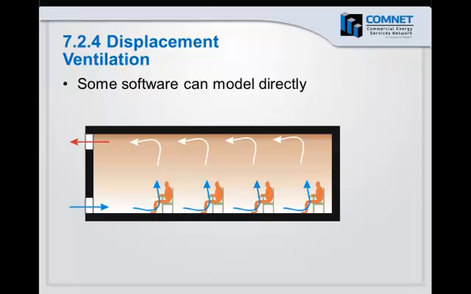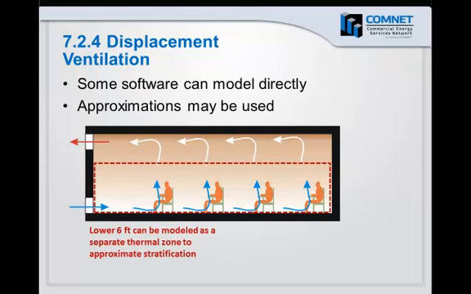Lower air velocity typically means a lower static pressure and less fan energy. There's also stratification within the space, so that heat gains near the ceilings, for instance from lights, don't really contribute directly to the heating load of the space if they're exhausted, or if the system is running in an economizer mode. So, like I say, some software can model these directly, but approximations can also be used.